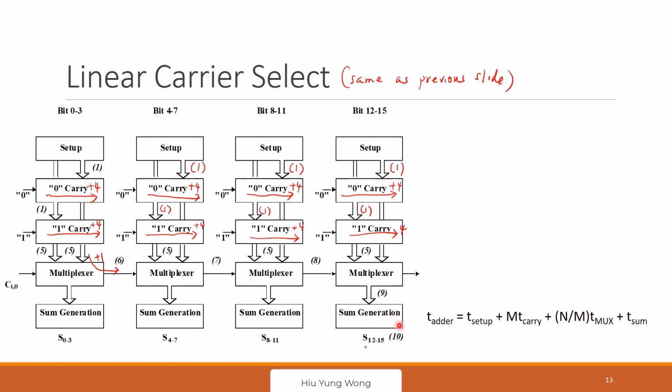But from here, you start seeing that there's a waste. Why is there a waste? I am ready at 5 units of time already, but you are still not ready. You are at 6. And even this one is worse. I need to wait 2 units of time in order to do the computation because you are still at 7. This one arrived at 8. I wasted 3 units of time. So that is not optimal for a linear carry select adder. Do you see the problem? The inefficiency.